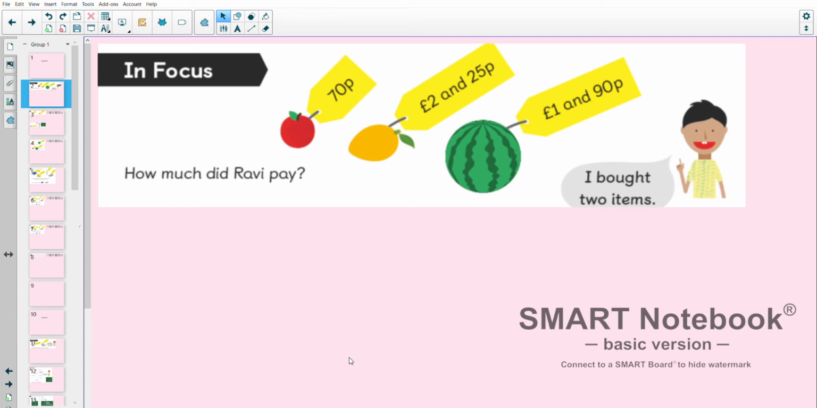Year 3, it's Miss Sumner here, and we're carrying on with money, adding 2 bits of money together and different ways we can do this. Pause the video here and have a go at the in focus on your own.